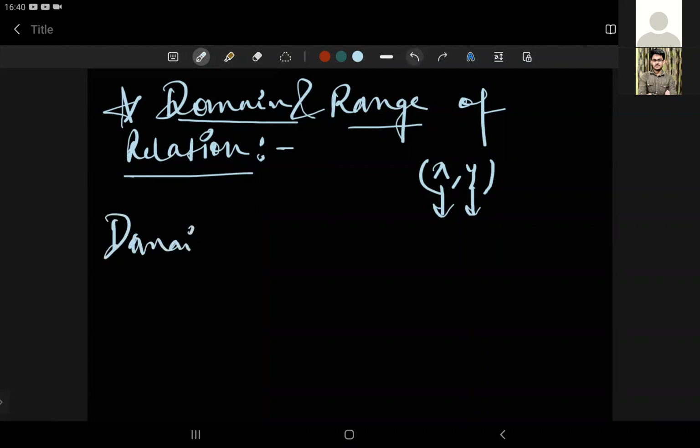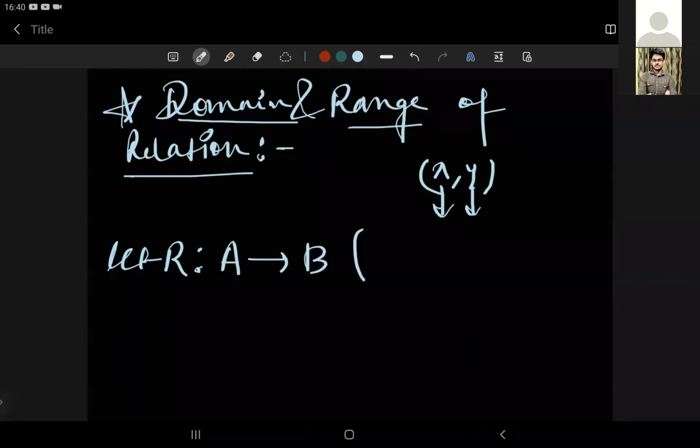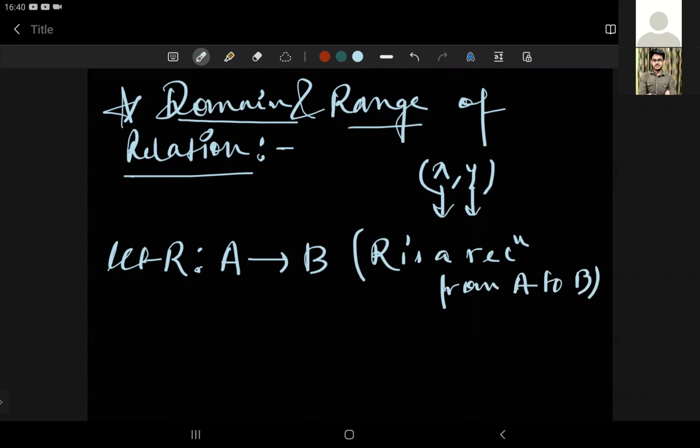Okay, first of all, let's define a relation. Let R be a relation such that R from A to B. What does this notation mean? This notation means R is a relation from A to B, right?